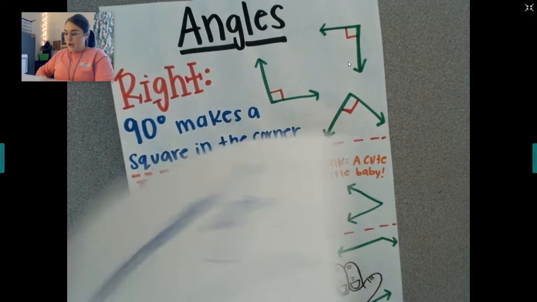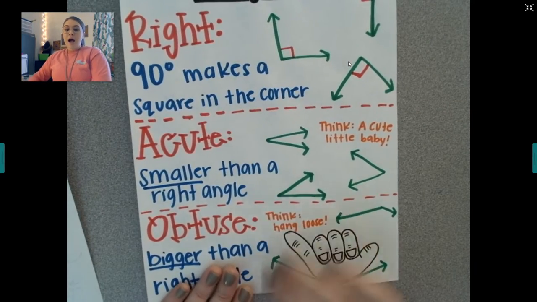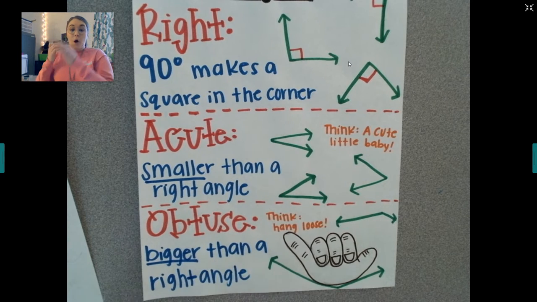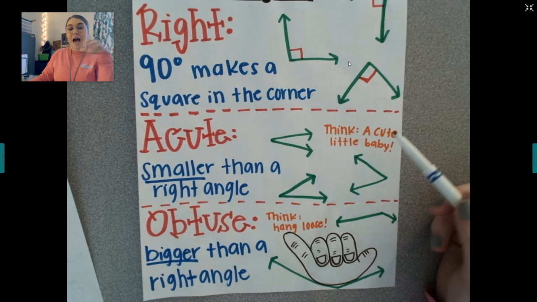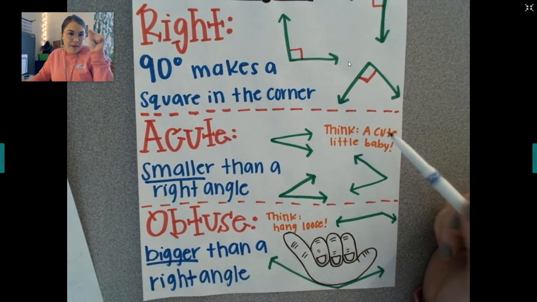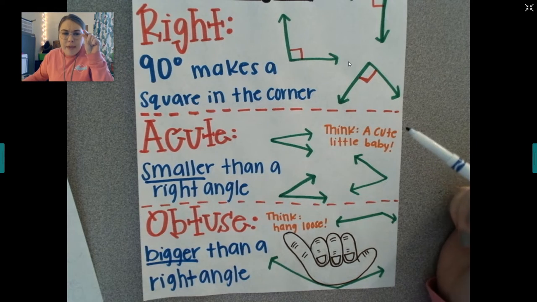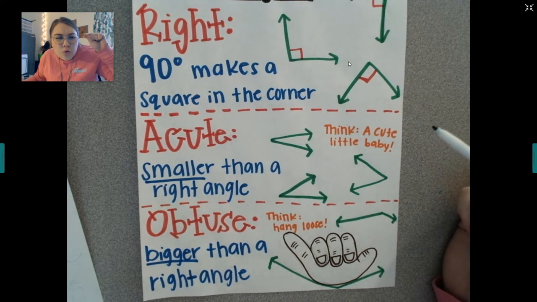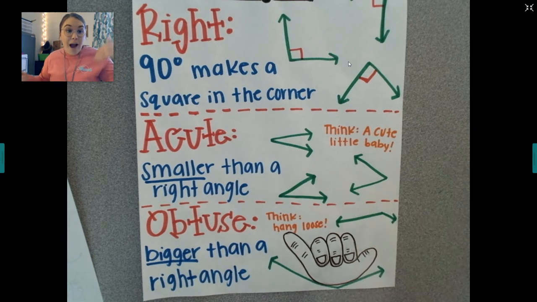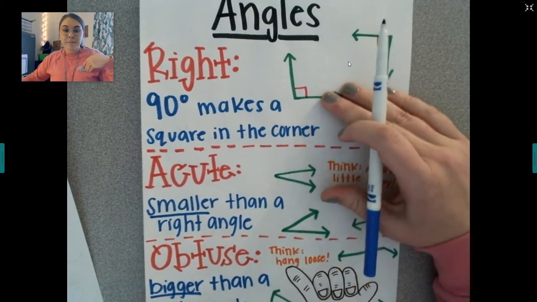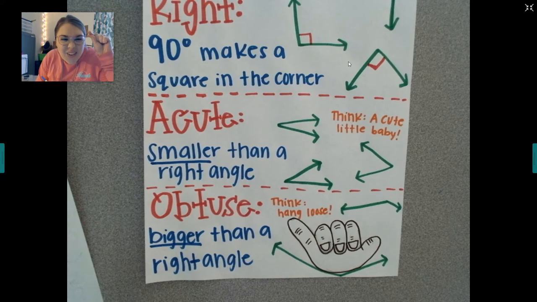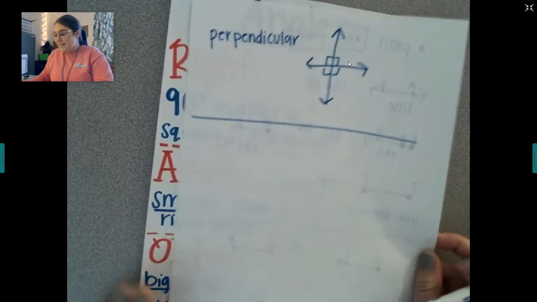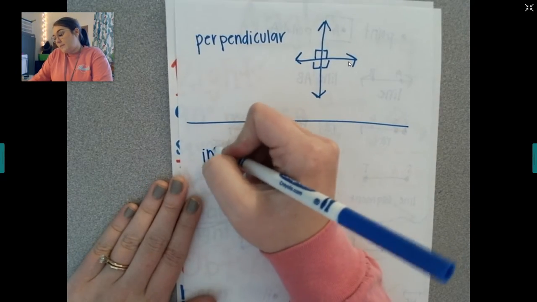Let's now talk about acute angles. Acute angles are smaller than a right angle. So when I think of acute, I always want you to think a cute little baby or a cute little puppy. It's so cute. It's so small. That's how I remember it. So I remember 90 degrees or a right angle makes an L. Acute is like a cute little baby. So let's take a look at intersecting lines.